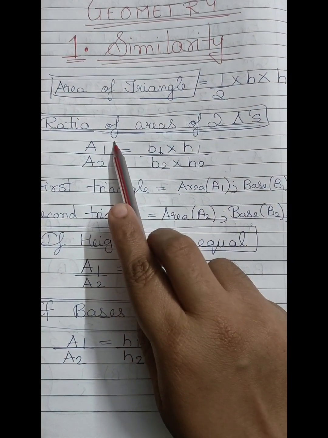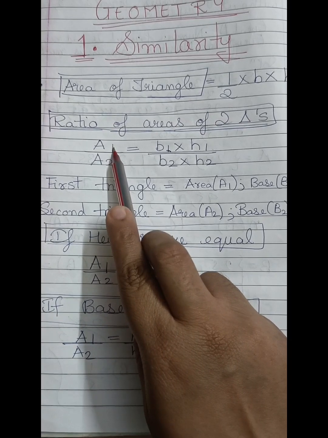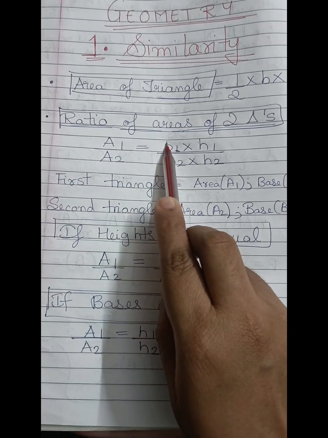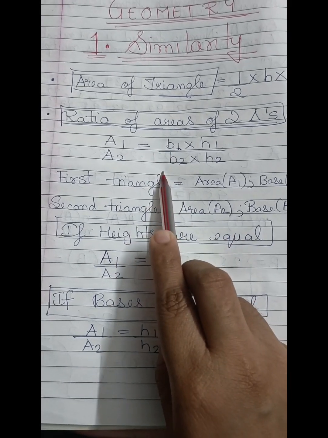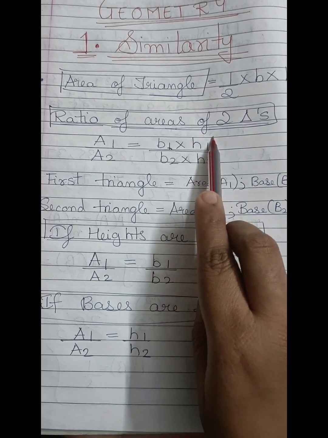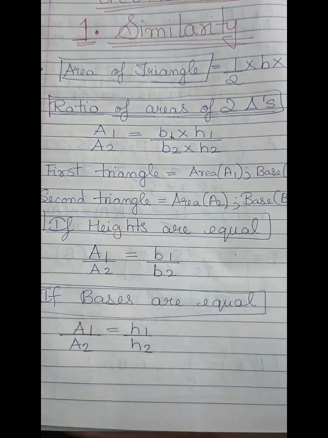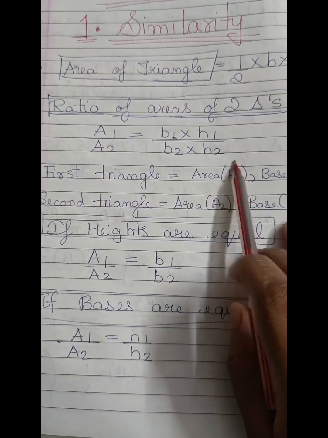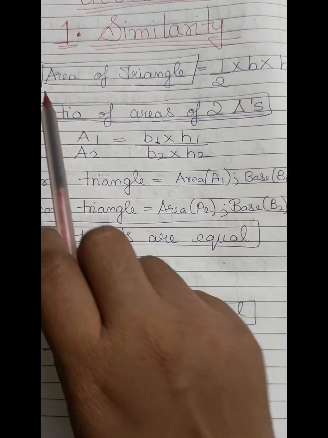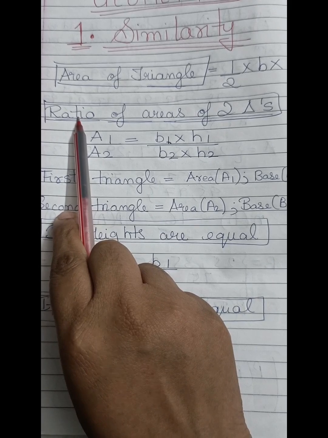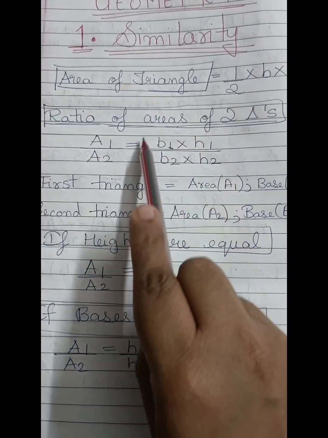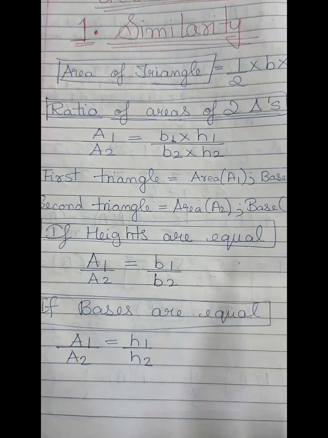Then what is the formula? A1 upon A2, means area of triangle 1 upon area of triangle 2, is equal to base of triangle 1 upon base of triangle 2 into h1 upon h2, which are the heights of 1 and 2 respectively. Here they would give you two triangles and they would tell you to find the ratio of the areas, or they would give you the area and the height and they would tell you to find the base.